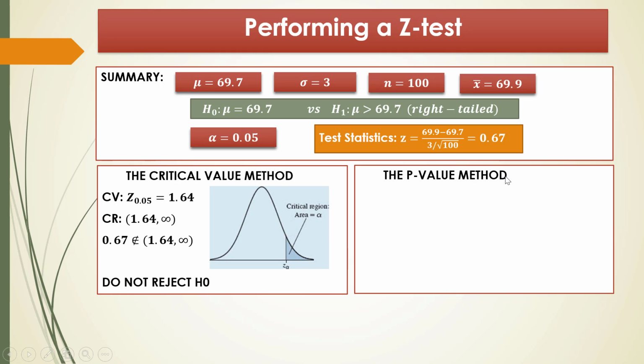By the p-value method, we are dealing with a right-tail test, so we have to compute the p-value, which is the area to the right of the test statistic. We see here the test statistic is 0.67. We are working with the right-tail test, so it should be the area to the right of the test statistic. We can use either the A2 table or technology to find the area. So this area is 0.2514.